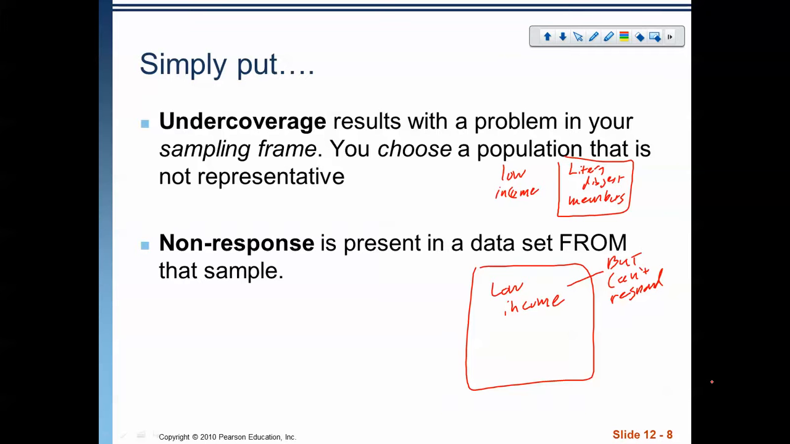It's a very discrete difference. This is when they're not in the sampling frame. This is when they're in it but don't respond. It's kind of weird. Questions, comments, concerns on that? Any clarifications we can make here? Okay.